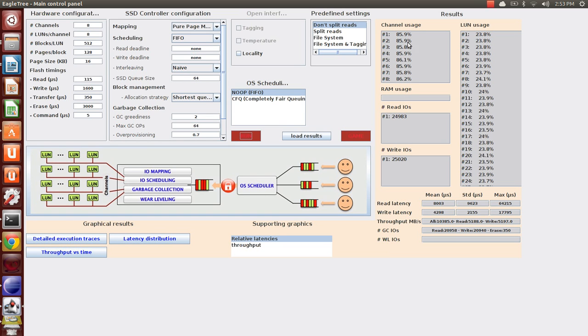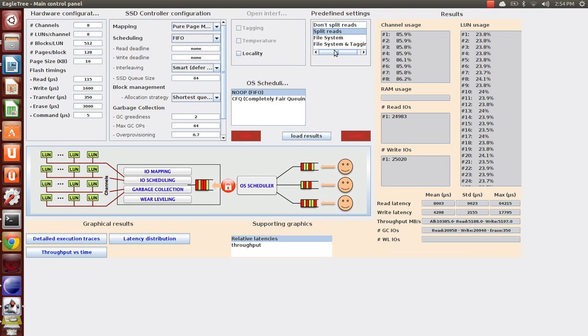Okay, so here we see that the first strategy, the first greedy and naive strategy, led to a channel utilization of approximately 85%, which is far from the optimal being 100. And this is the sort of throughput that we were able to get, so approximately 10,000 IOs per second.